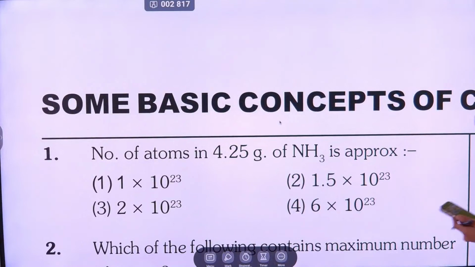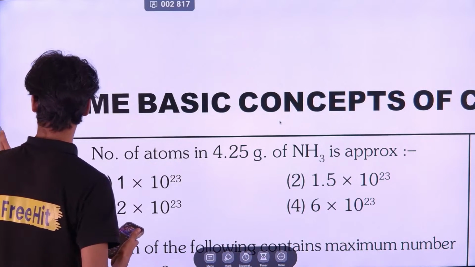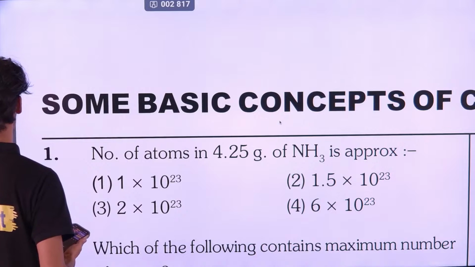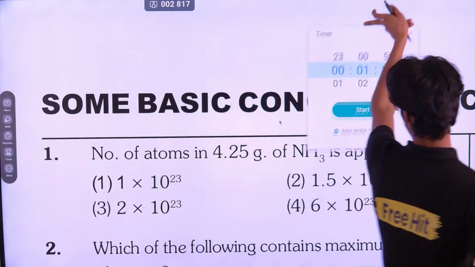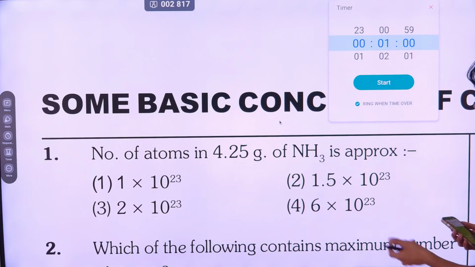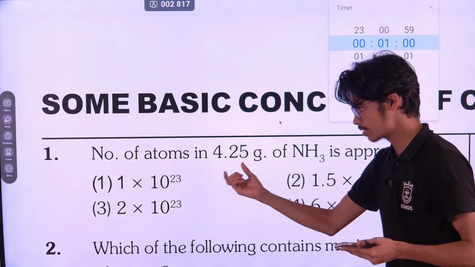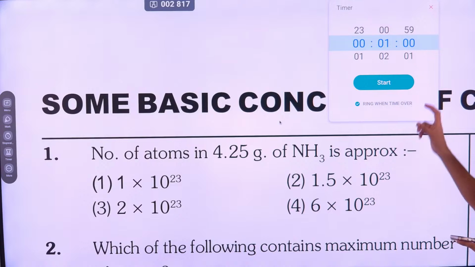So, some basic concepts of chemistry. Let's start with the very first problem for the day. The first problem of the day is: number of atoms in 4.25 gram of ammonia is approximately how much? So you need to calculate how many atoms are there in this amount of ammonia. I am starting a timer of 1 minute.